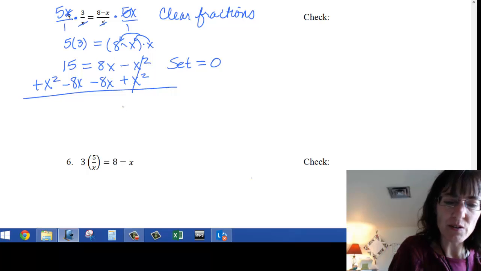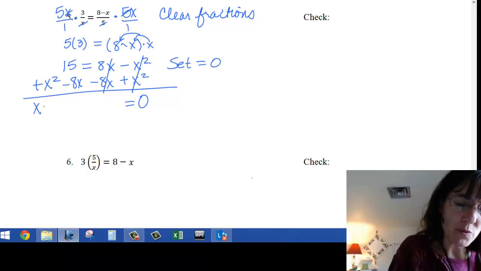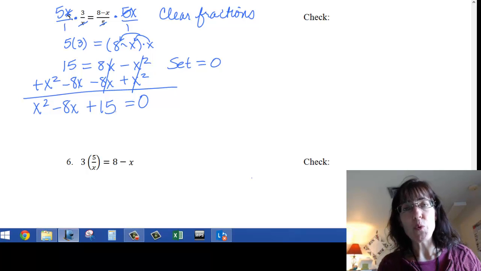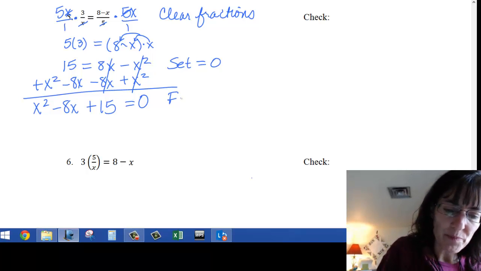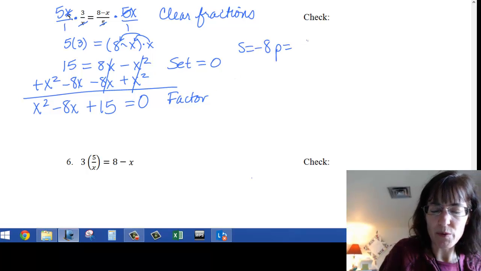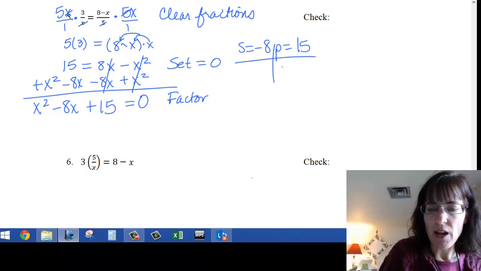So these cancel. On the right, I just have a 0. On the left, I'm going to put it in order, x squared minus 8x, and then plus 15. Now, at this point, I want to factor. So I'll use sum equals -8, product equals positive 15. And I know it's 3 times 5.